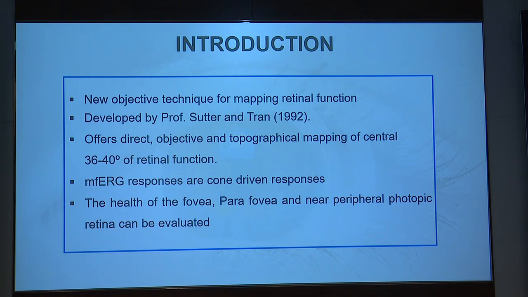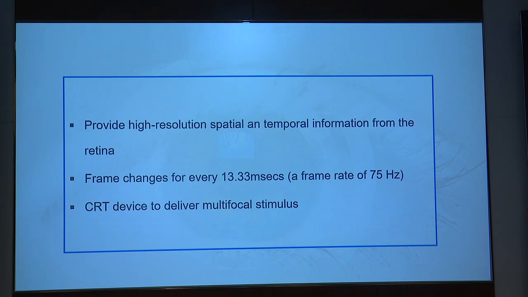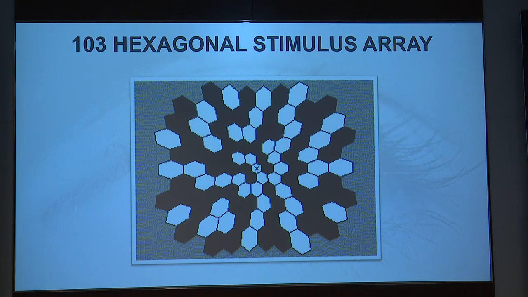Multifocal ERG responses are cone-driven. It tells you about the health of the fovea, parafovea, and near-peripheral photopic retina. It provides high resolution spatial and temporal information from the retina. There are frame changes, and it changes very fast. These changes are from the CRT monitor. That is, you have seen the checkerboard in the center. It comes from there. So there is a lot of focus in the macular area, which gets stimulated. It is approximately a 65 to 103 hexagonal stimulus array. They stimulate that area, and they pick up the wave.